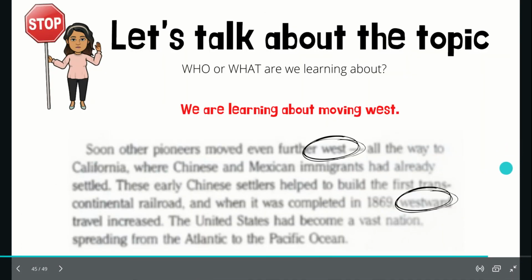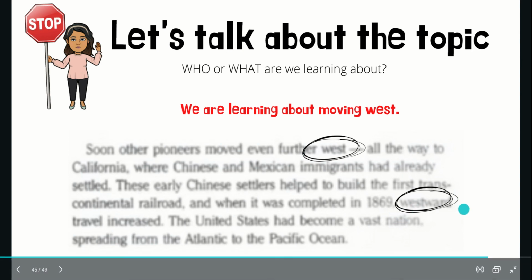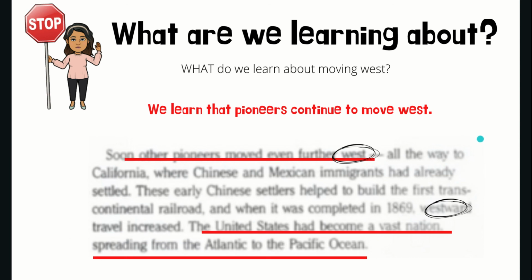Now that we've read that page, let's talk about the topic. Remember that when we talk about the topic, we are asking ourselves who or what we are learning about. And in this section, we learn more about the West. If you take a closer look in our text, we see that pioneers moved even further west. We see the word westward again, so that lets us know we are moving to the west. But what about moving west do we learn? We learn that pioneers moved even further west. They're continuing to move west and explore new parts of the West land.